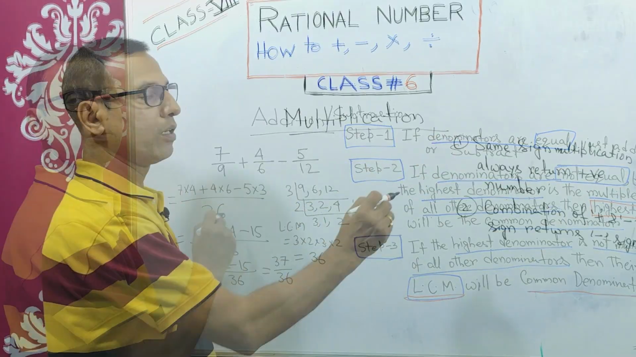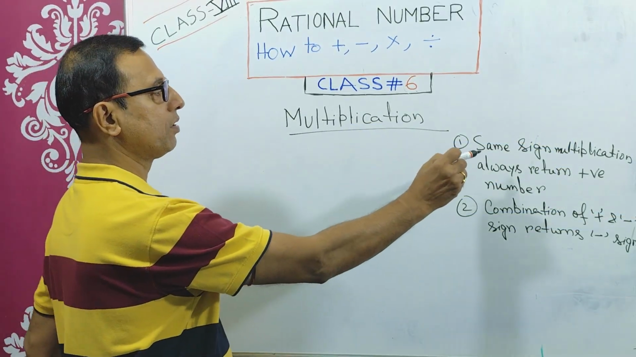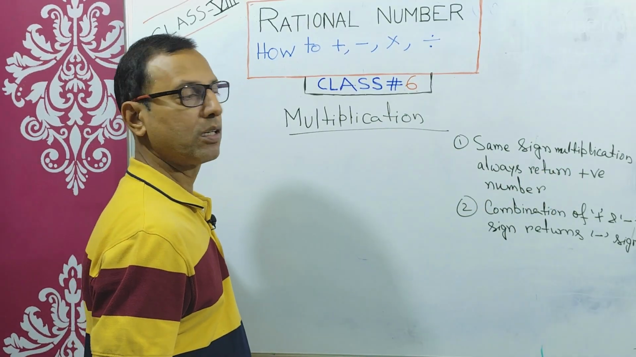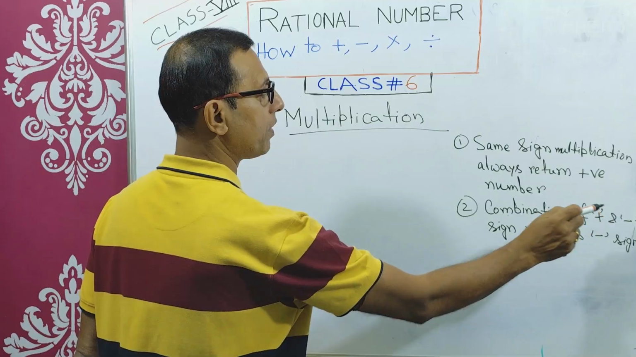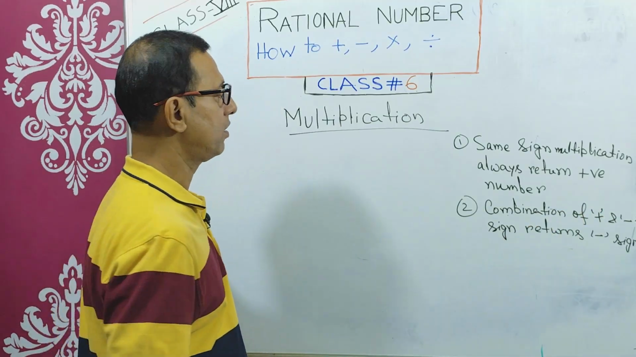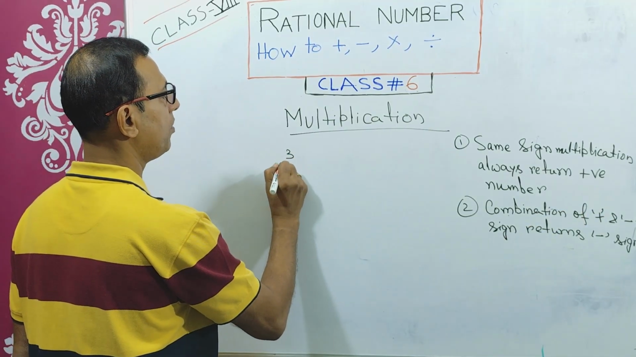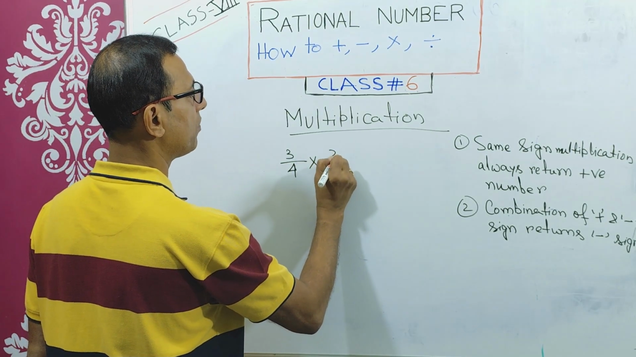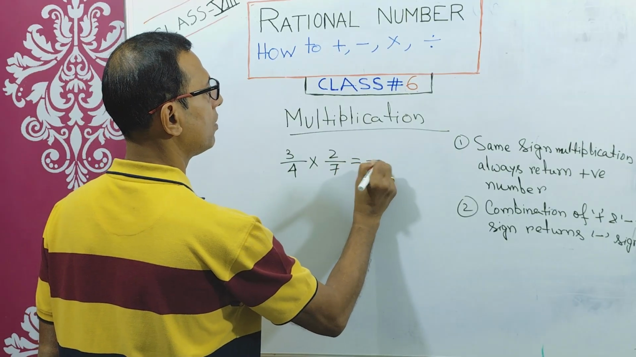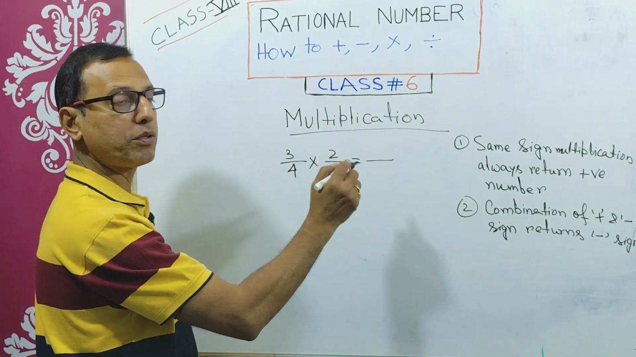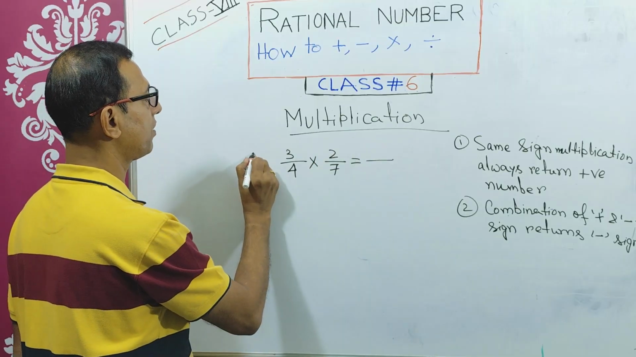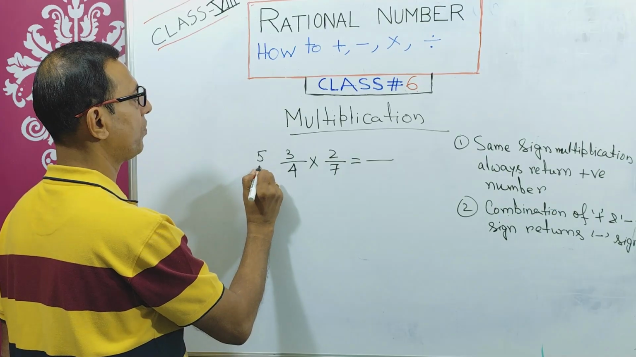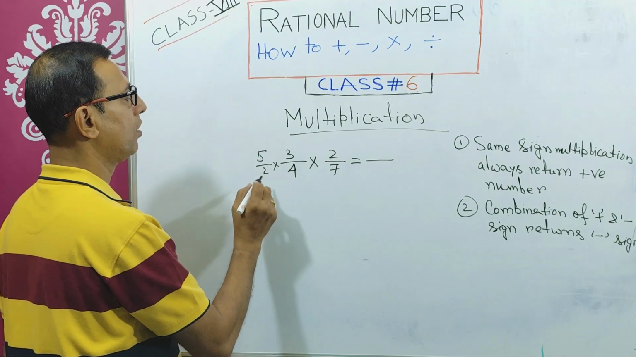For multiplication you need to remember this: the same sign multiplication always returns a positive number, but a combination of positive and negative signs returns a negative sign. So let's say 3 by 4 into 2 by 7, it is 6. For the numerator, you need to multiply all the numerators. Let's say I give another number, 5 by 2.